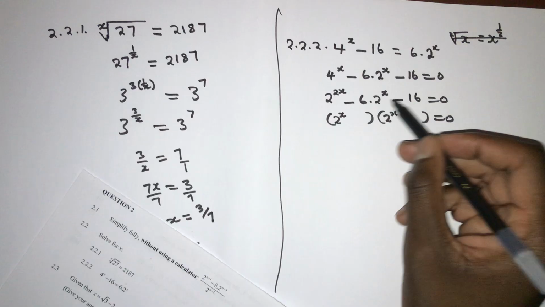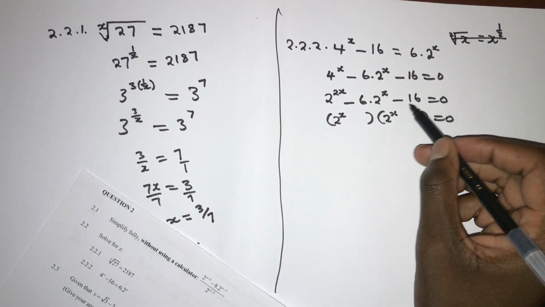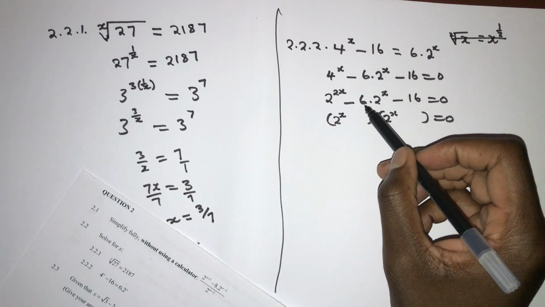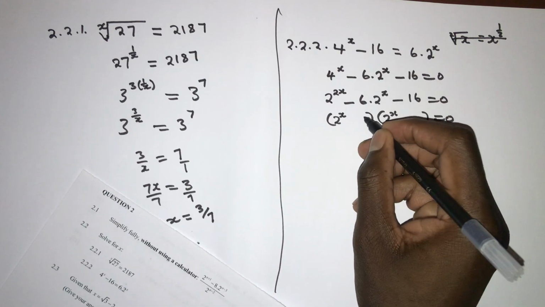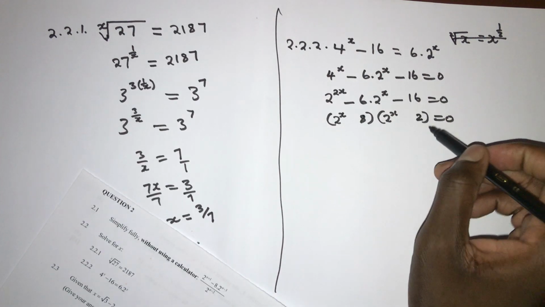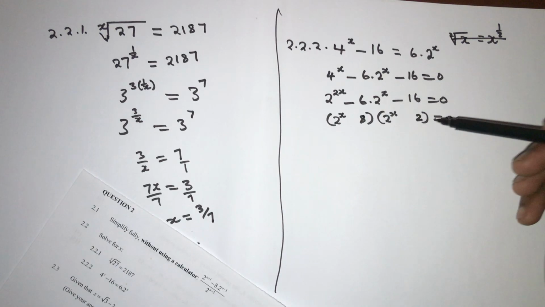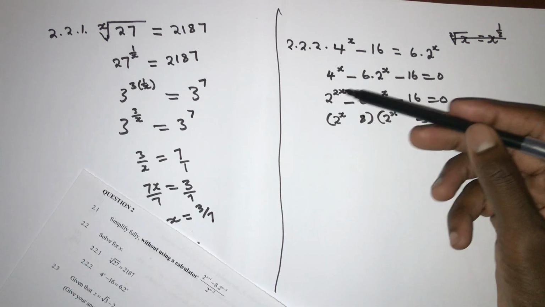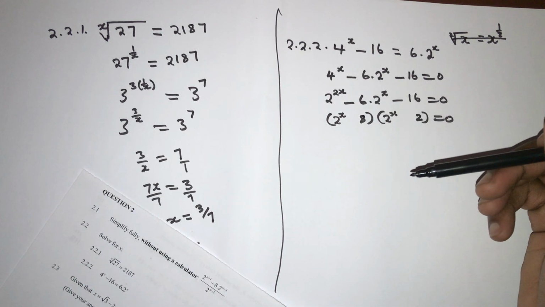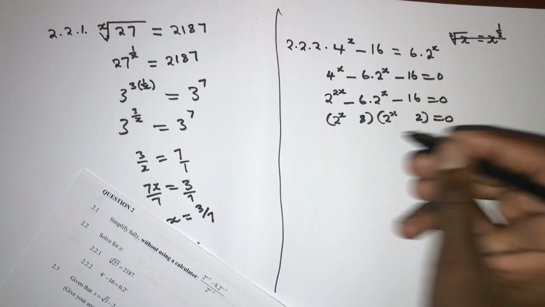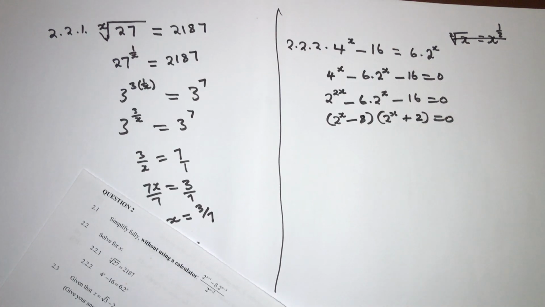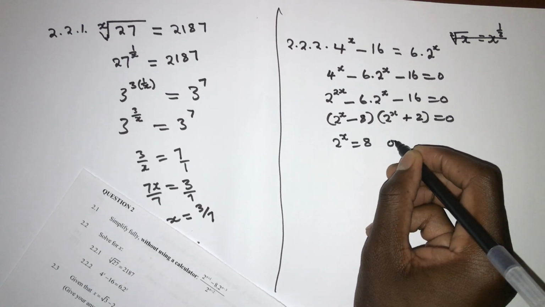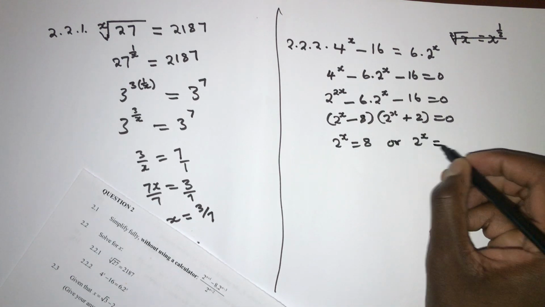So this is the focus, or the target. Now what are the factors of 16 that, when we add or subtract them, give us negative 6? It's going to be 8 and 2. 8 times 2 is 16, and 8 minus 2 is 6. But the signs are different, meaning the bigger number must carry the negative sign. So that's negative, positive. So 2 exponent x is equal to 8, or 2 exponent x is equal to minus 2.